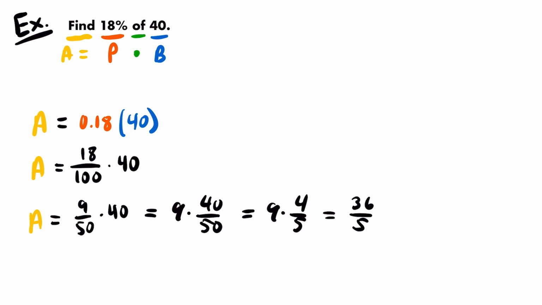And now be careful here. Remember that in this case, we're not solving for a percentage. This is an actual amount. This is a part of the whole number 40, right? Whatever we have here is 18% of 40. So what we want to do is just write this as a regular number. Okay, let's not write it as a fraction. Let's actually figure out what 36 divided by 5 is. And 5 doesn't divide evenly into 36, so we are going to have to do some side work here.